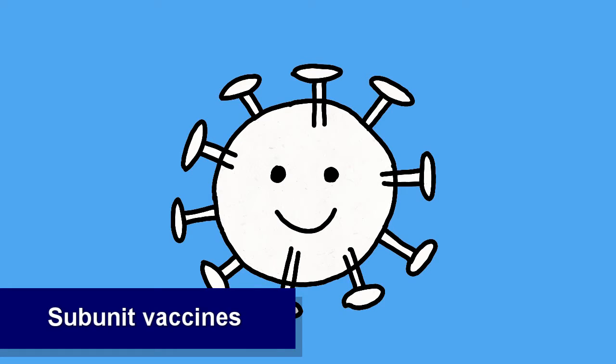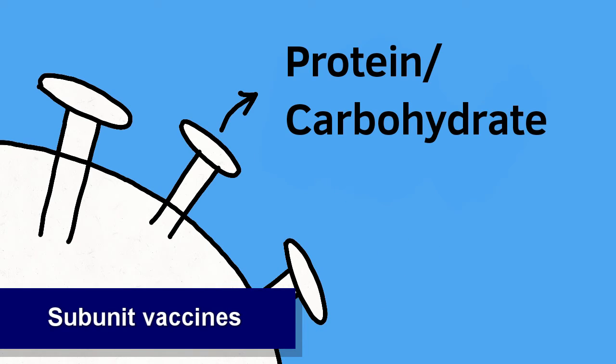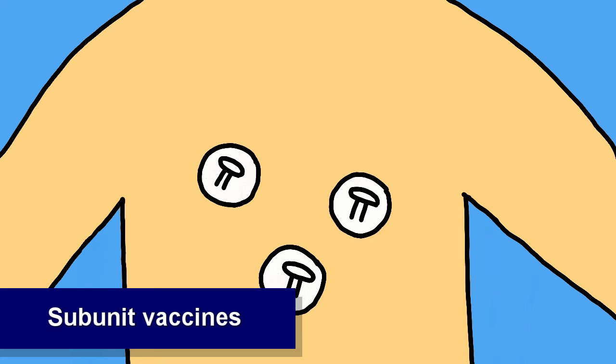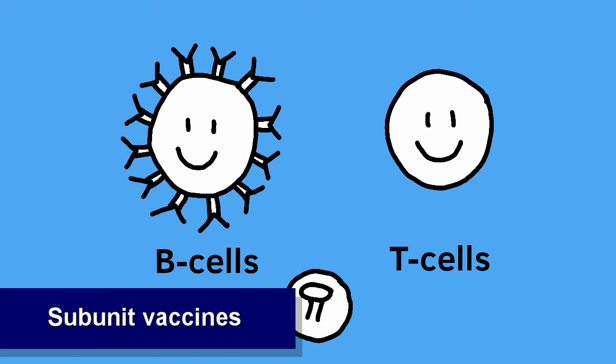Do we need the whole virus to be injected into the body? Instead, we can make subunit vaccines. Just a specific protein or carbohydrate from the pathogen is injected into the body, triggering an immune response.